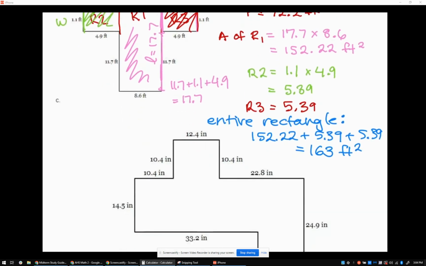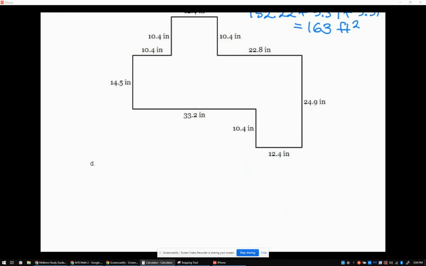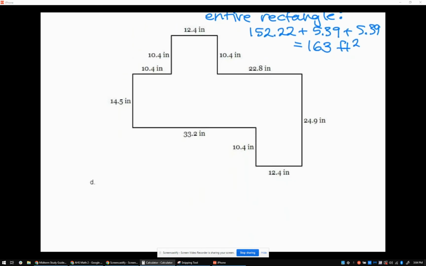All right, and this other one is going to go pretty much the same way. For the perimeter, we're going to add up all these sides: 12.4, 10.4, 10.4, 14.5, 33.2, 10.4, 12.4, 24.9, 22.8, and 10.4. When I add all of those up together, I get 161.8, and don't forget this is in inches.